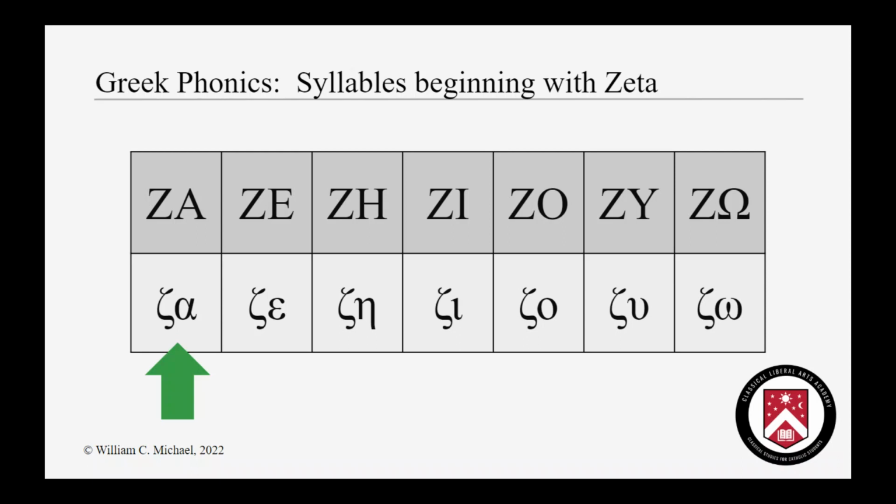Now let's move on to syllables beginning with zeta. Za, ze, ze, zi, zo, zu, zo.